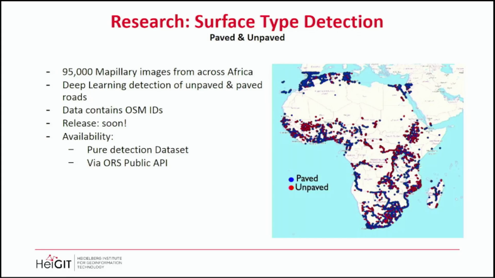And we use deep learning detection to detect if a road is paved or unpaved. This is, from our experience, very important especially for humanitarian organizations to understand what the road structure is where they are going to route. And they will definitely contain the OSM IDs, so it will be easy to connect the dots together, and it will also be available in the ORS public API directly in routing at some point in the near future. I'm very excited about this. This is a cool project.